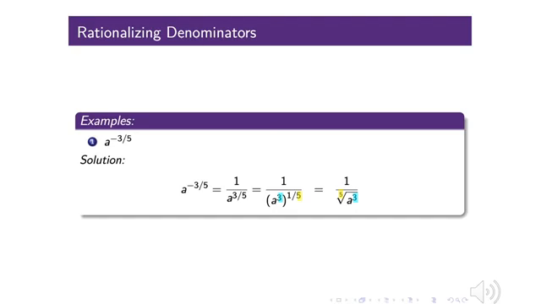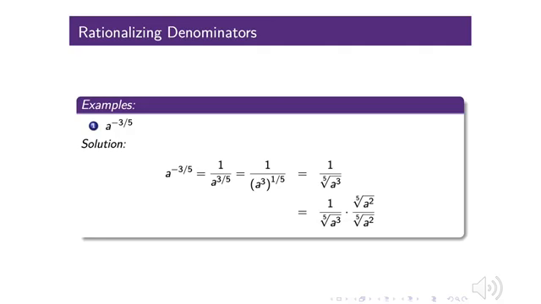Second step, we rewrite the expression in radical notation. So 1 over a cube quantity raised to the power of 1/5 is just equal to 1 over the 5th root of a cube. Third step, we rationalize the denominator by looking for a multiplier that will remove both the index and radical symbol.